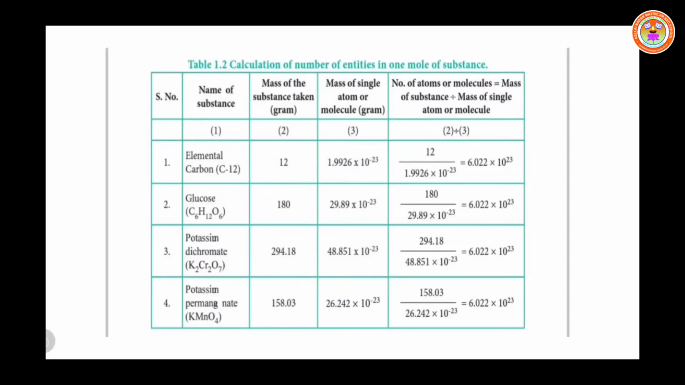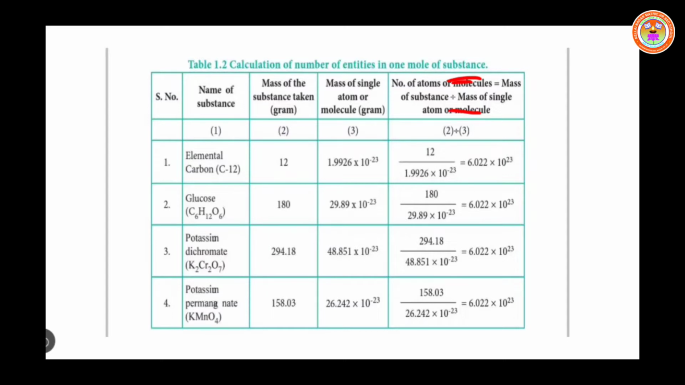The number of atoms and number of molecules calculation is given clearly in the table. Listen carefully, all of you. Number of atoms is equal to mass of substance, that is the mass of the given substance, divided by mass of single atom. This is the formula. So we need the mass of a single atom to calculate the number of atoms.